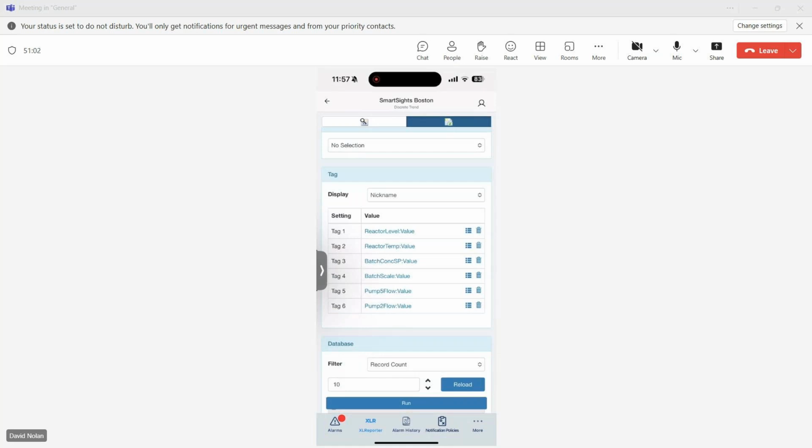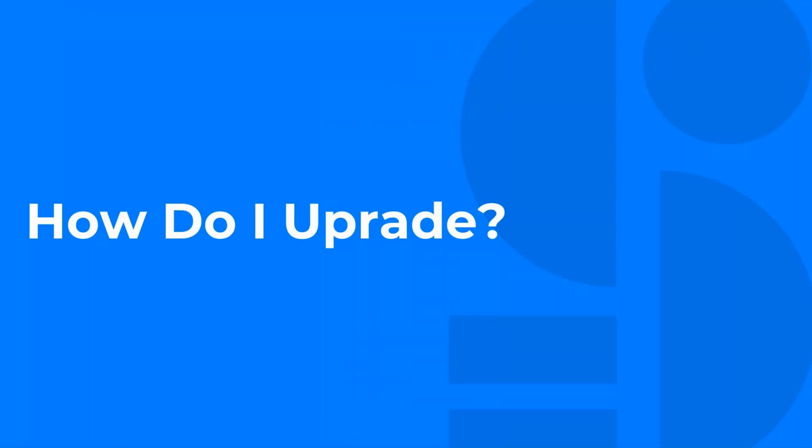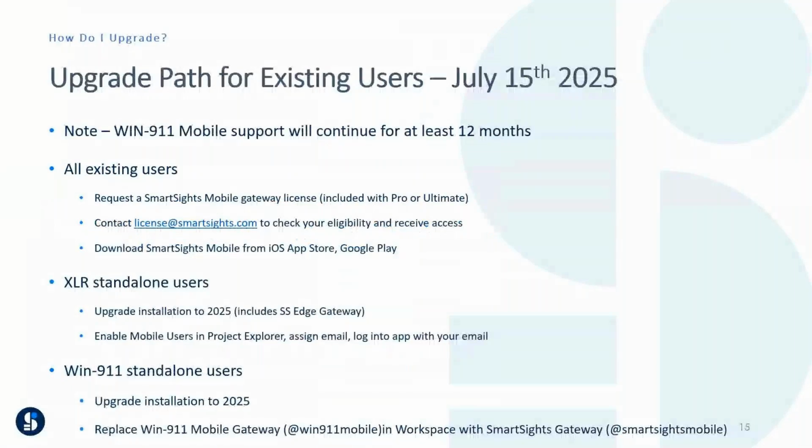I do want to finish off here by going back to the slides and talking about the upgrade path for transitioning from existing XLR, Win, and bundle applications to be able to access this SmartSights mobile. So let me go back to the slides here. So talking about the upgrade path. Again, this starts on July 15th. That's the release date of XLR 2025, Win 2025, and SmartSights Mobile. Again, note that we'll continue support for Win9 Mobile for quite some time after this. So no need to panic and immediately upgrade if that presents a challenge for you.